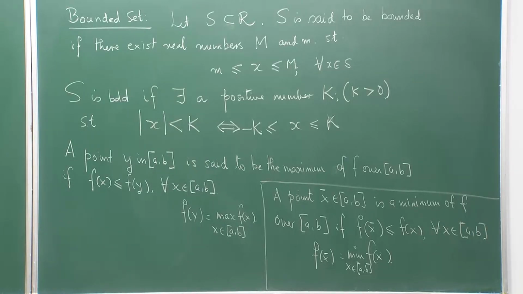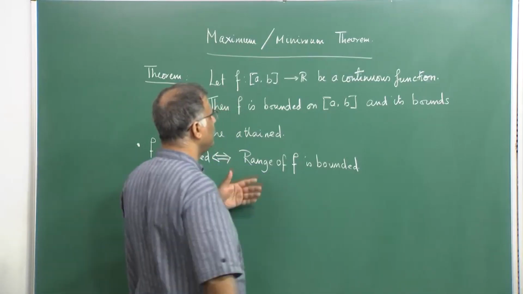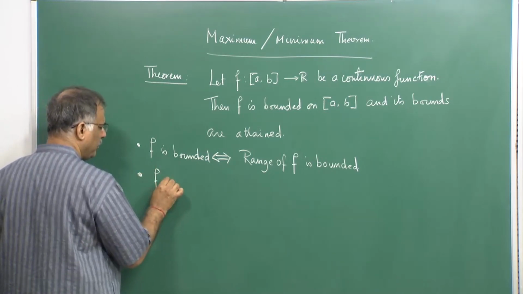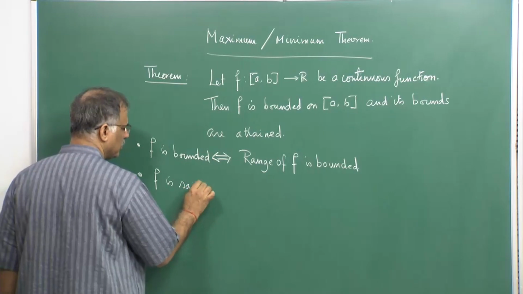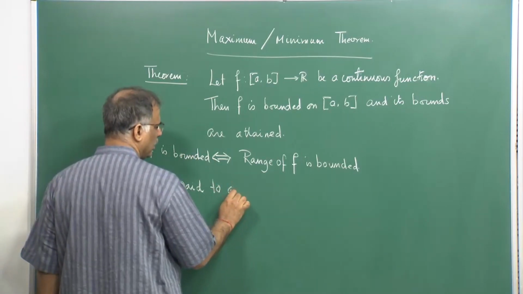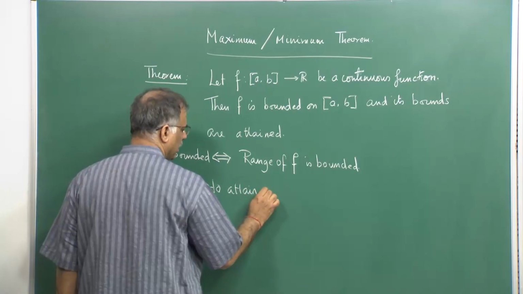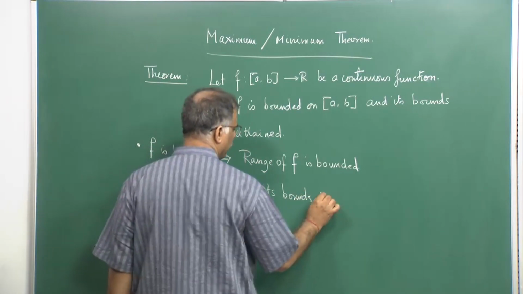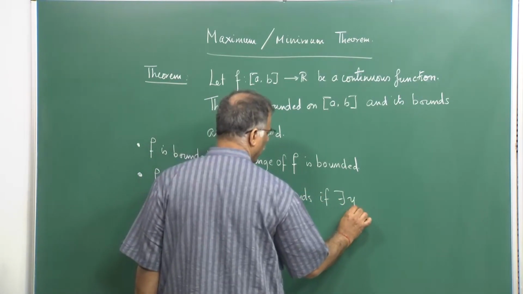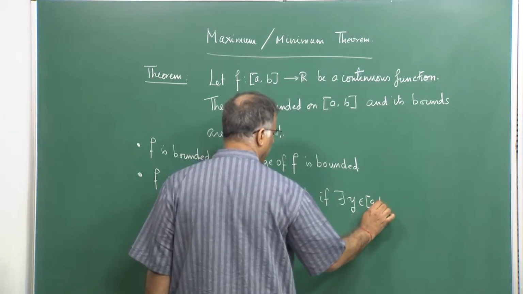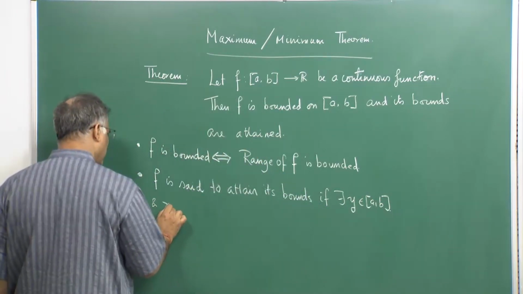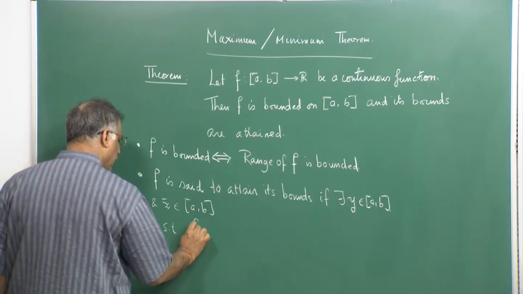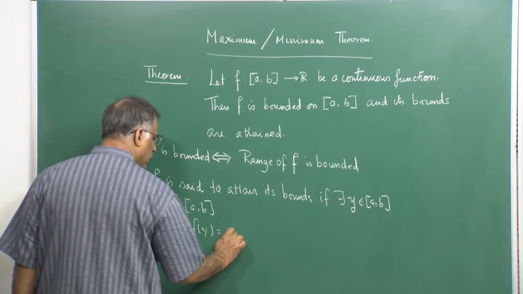So, what is the meaning of being attained? What is the meaning of its bounds are attained? f is said to attain its bounds if there exists y, an element of [a, b], and x bar, an element of [a, b], such that f of y is the maximum value in the way we have just defined.